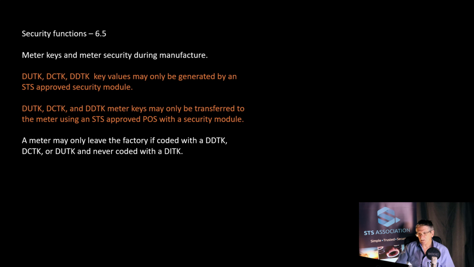Of course, in a manufacturing environment, it doesn't need to be an STS approved point of sale. It can be any piece of equipment you use, but it must make use of a security module, obviously. A meter may only leave the factory if coded with a DDTK, DCTK, or DUTK, and it must never leave the factory coded with the DRTK. And the reason for that is because the DRTK is the only key that is known in plain text.